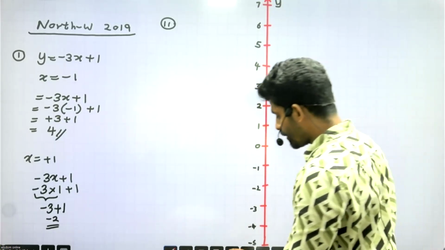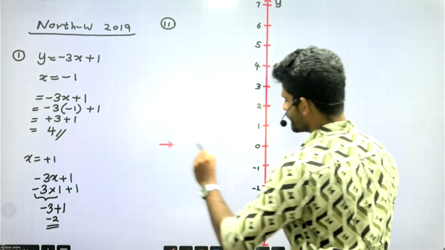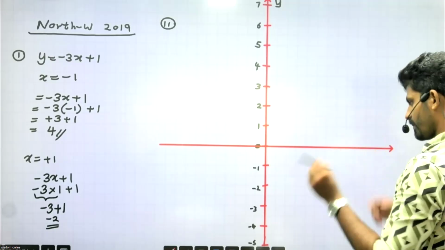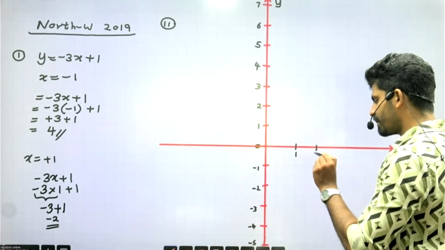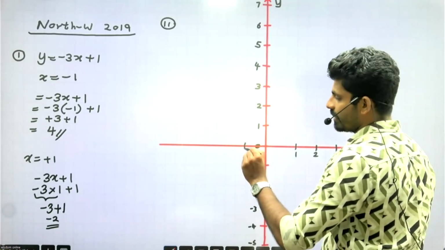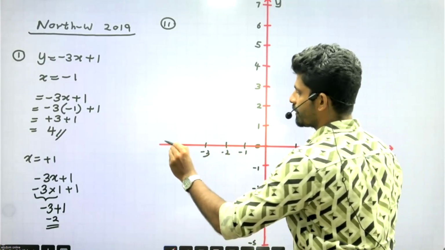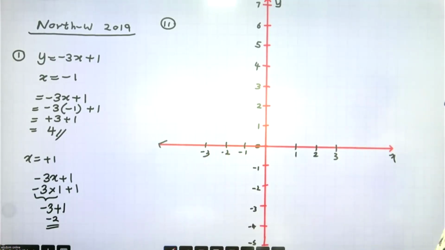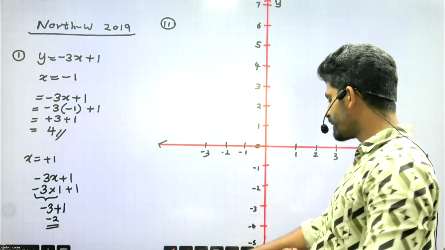Right. Now you need to draw the x-axis. That's easy. Plus 1, plus 2, plus 3, then minus 1, minus 2, minus 3. This one is wrong. Wait a moment.